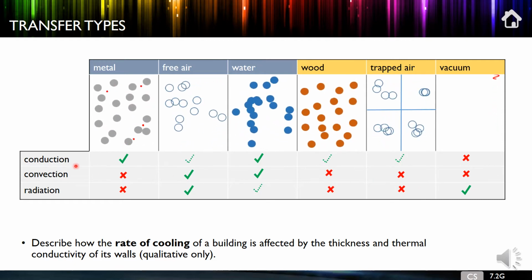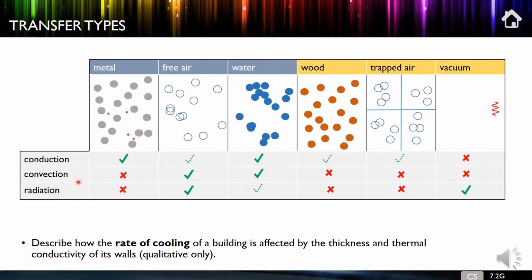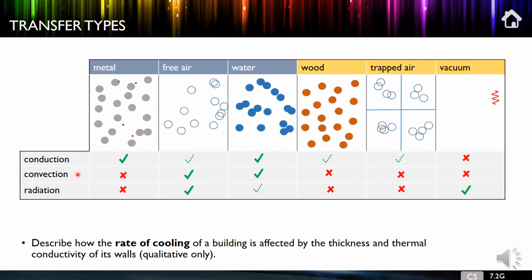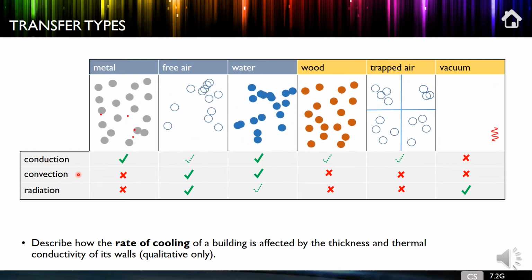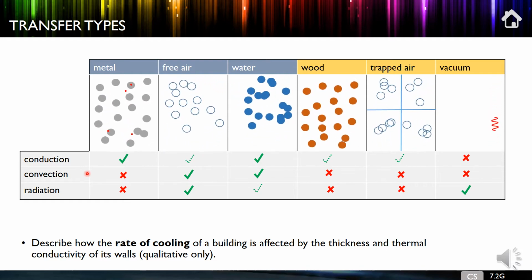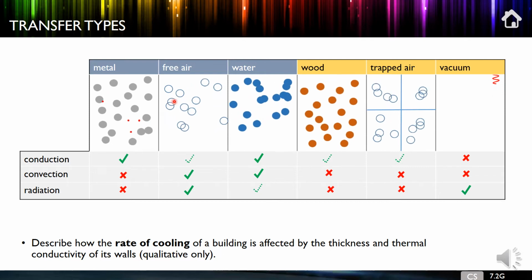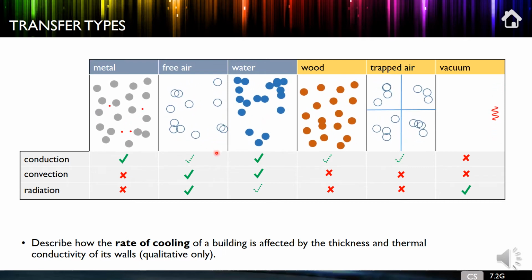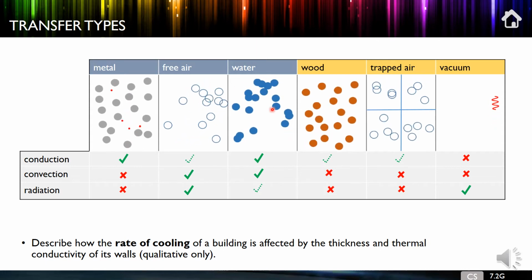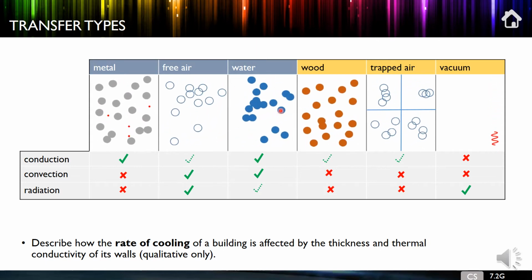Now the three processes are conduction, convection and radiation. Conduction is particles smashing into each other. Convection is particles actually moving and flowing and rising and falling because of heating causing changes in density, and that's what we can see here. So there's some kind of heat source here, and the free air is allowed to circulate, transferring heat, and water will do a very similar thing.